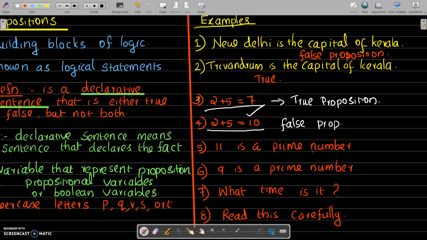So next, what about the truthness of this sentence? Is it true or false? 11 is a prime number. Is it true or false? Yes, it is true. What about the second one? 9 is a prime number. Is it true or false? Yes, that is false. We know that 9 is not a prime number. So it is a false proposition.